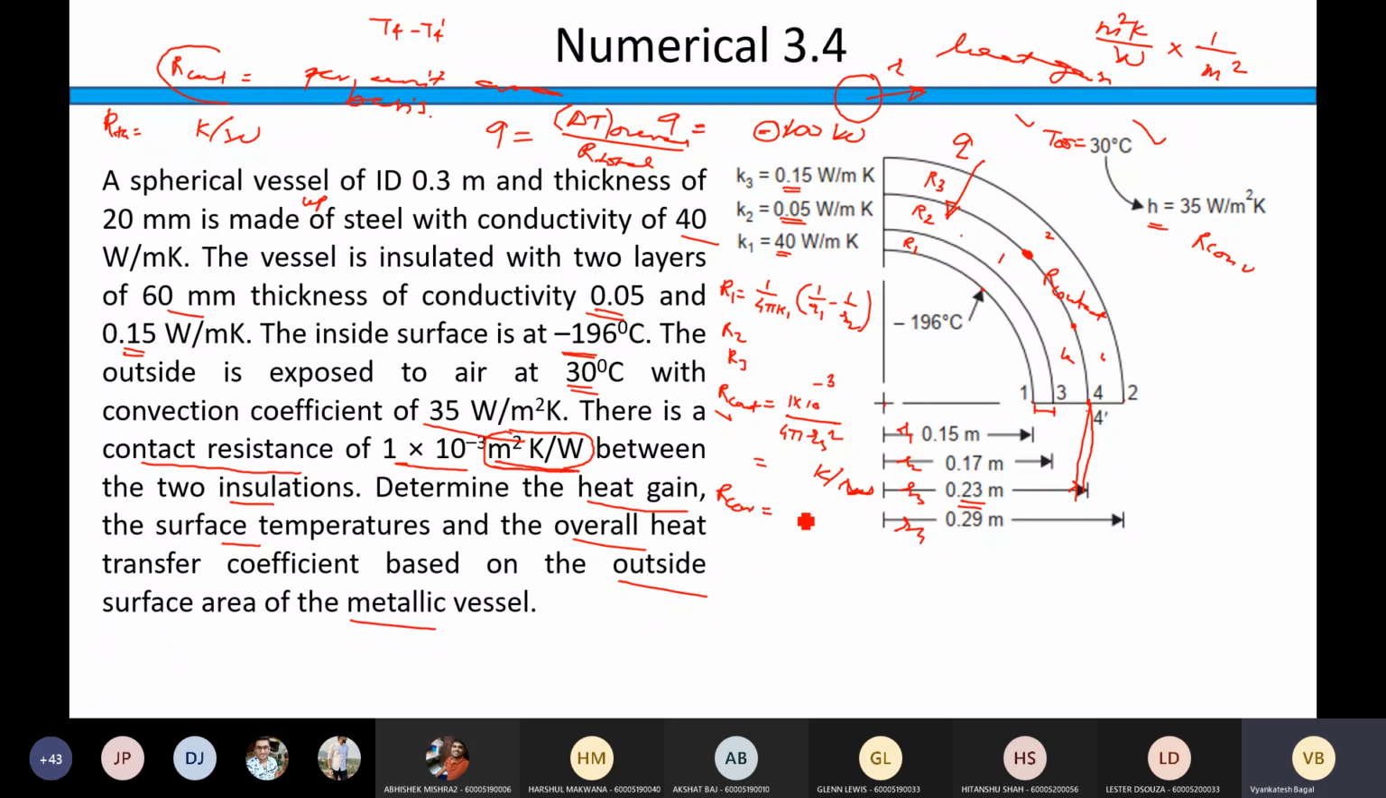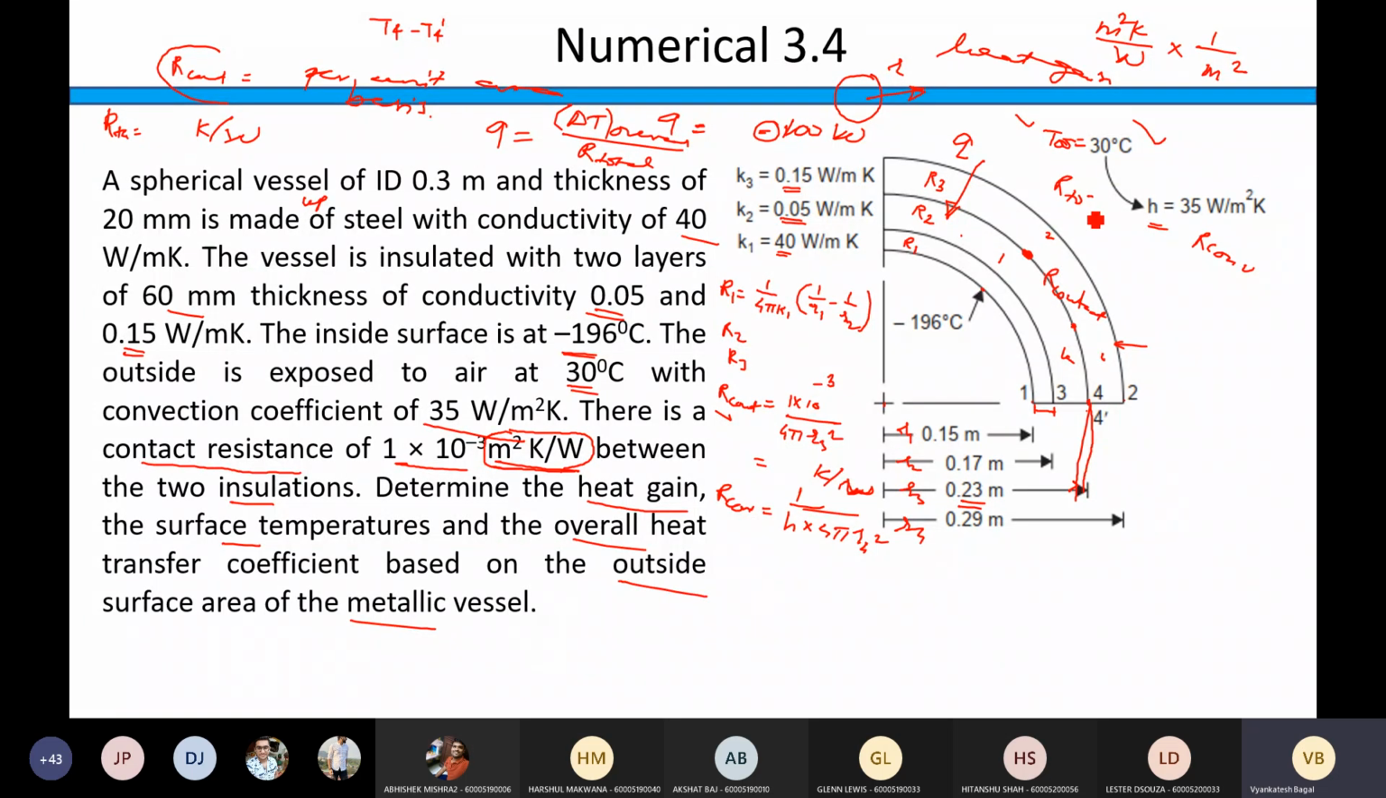Find out the R convection resistance. So what will be R convection resistance? It will be 1 upon H into area, based on this outer radius. So this area will be 4 pi R4 square, right? So find out all those resistances and tell me. Now once you know all the resistances, find out R total.